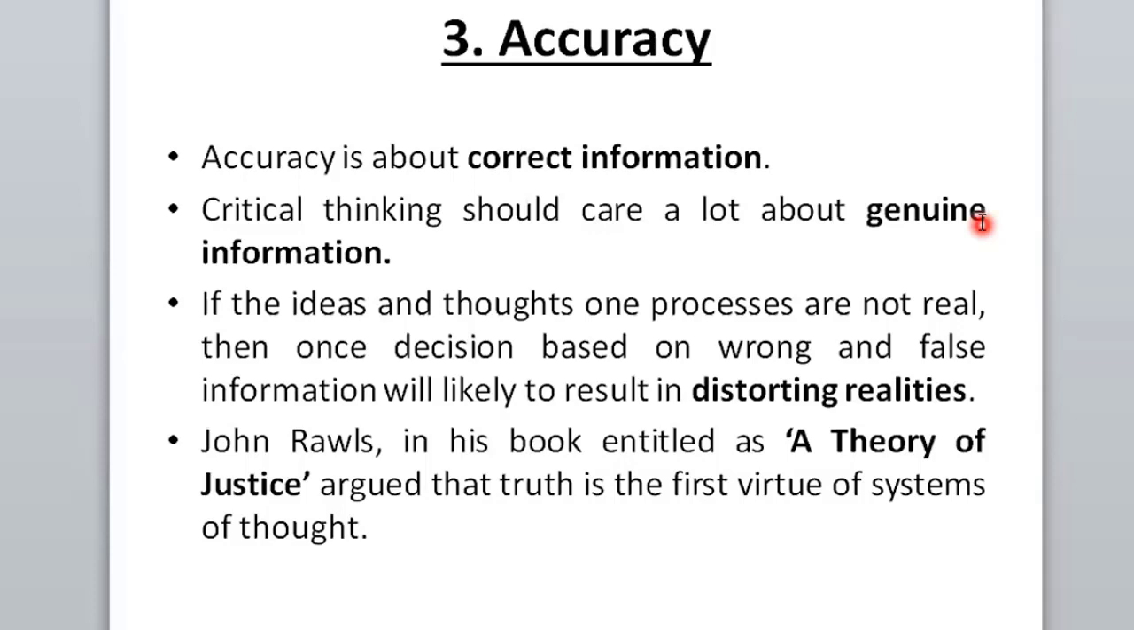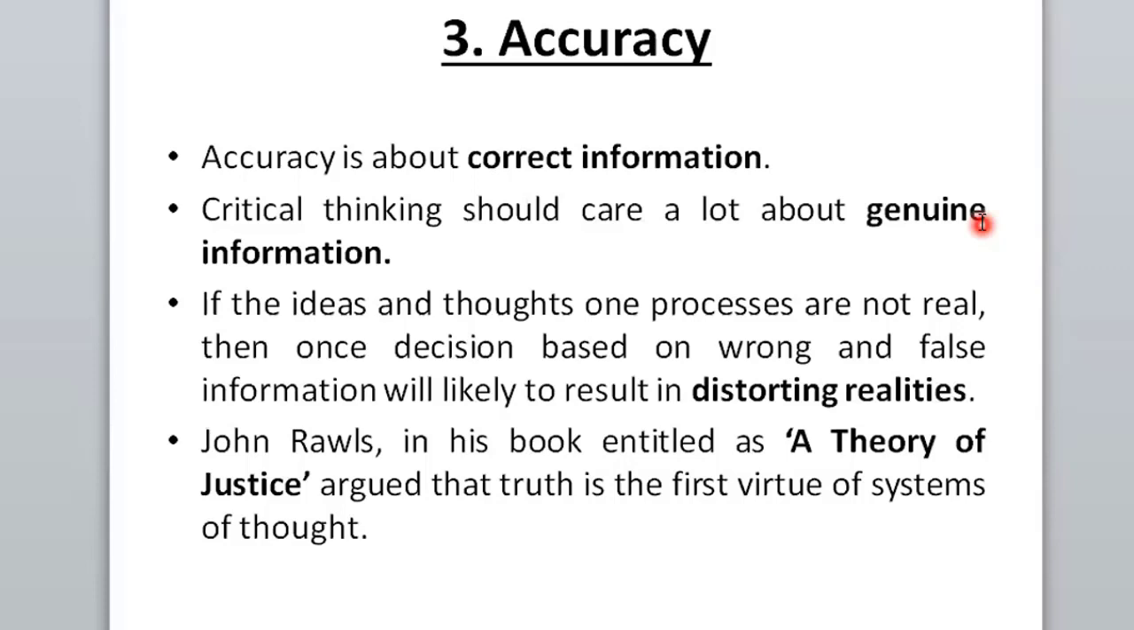According to the contemporary American philosopher John Rawls, in a book entitled Theory of Justice, he says that truth is the first virtue of systems of thought. Truth must be given priority. We should be concerned about truth. So according to this man, truth must be a virtue of any system of thought.